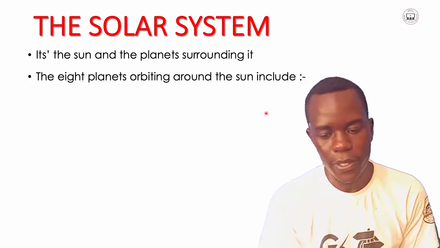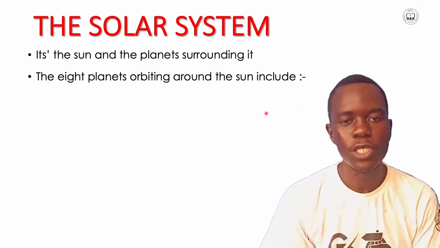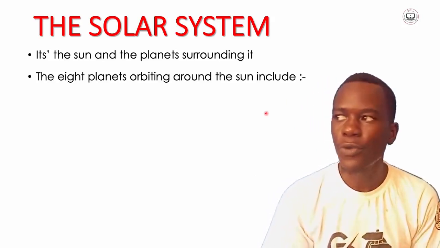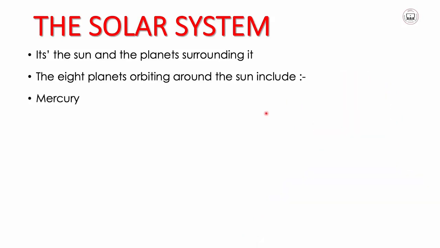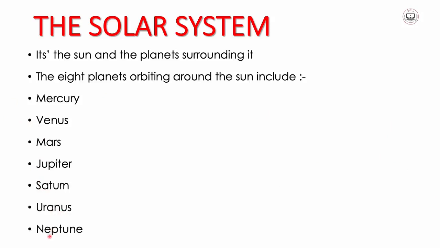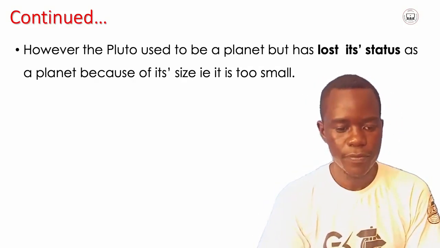So what are some of the planets which move around the sun? The first is Mercury, and there's Venus, Mars, Jupiter, Saturn, Uranus, Neptune, and Earth.